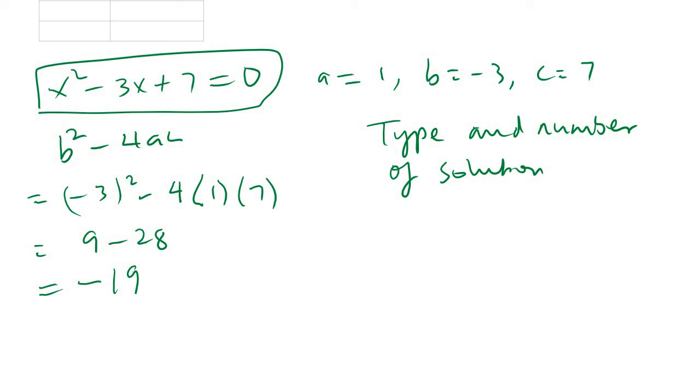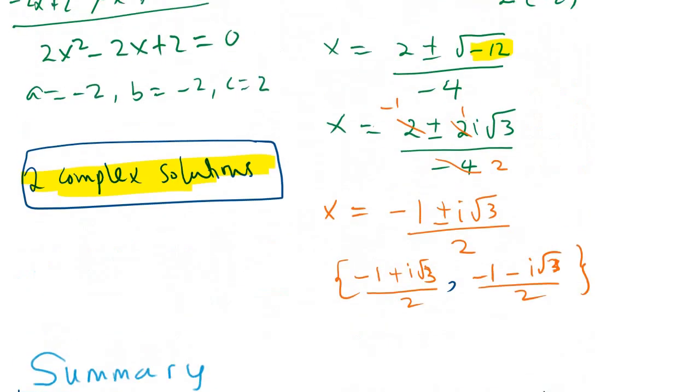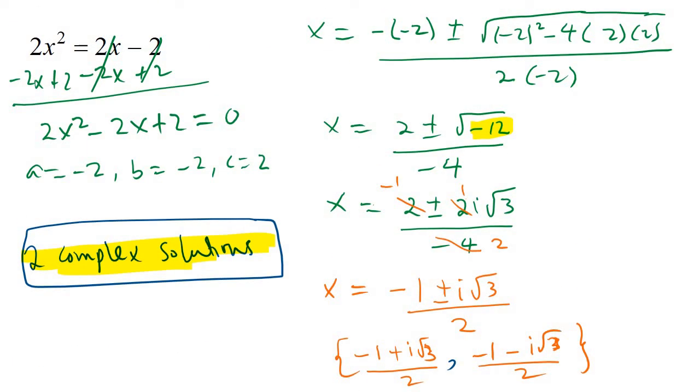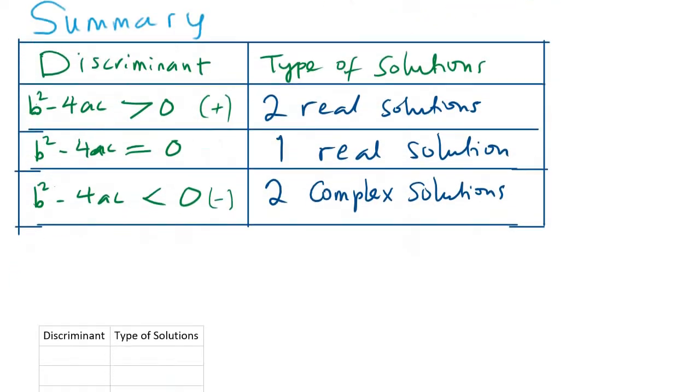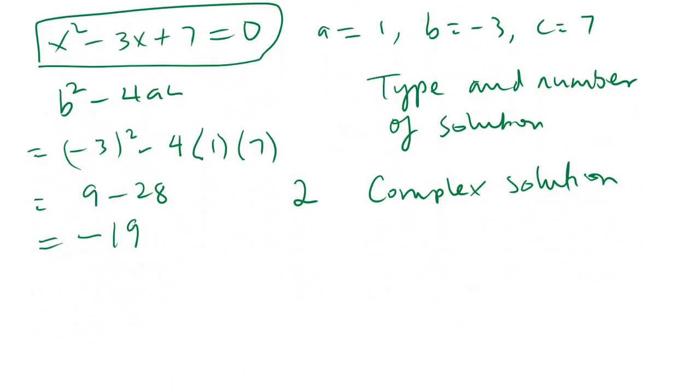So now I can tell you the type. Because it's a negative number here, it's going to have complex solutions. And how many? It's going to be two complex solutions, because I'm going to have plus or minus the square root of some negative number, and that will give me two complex solutions.